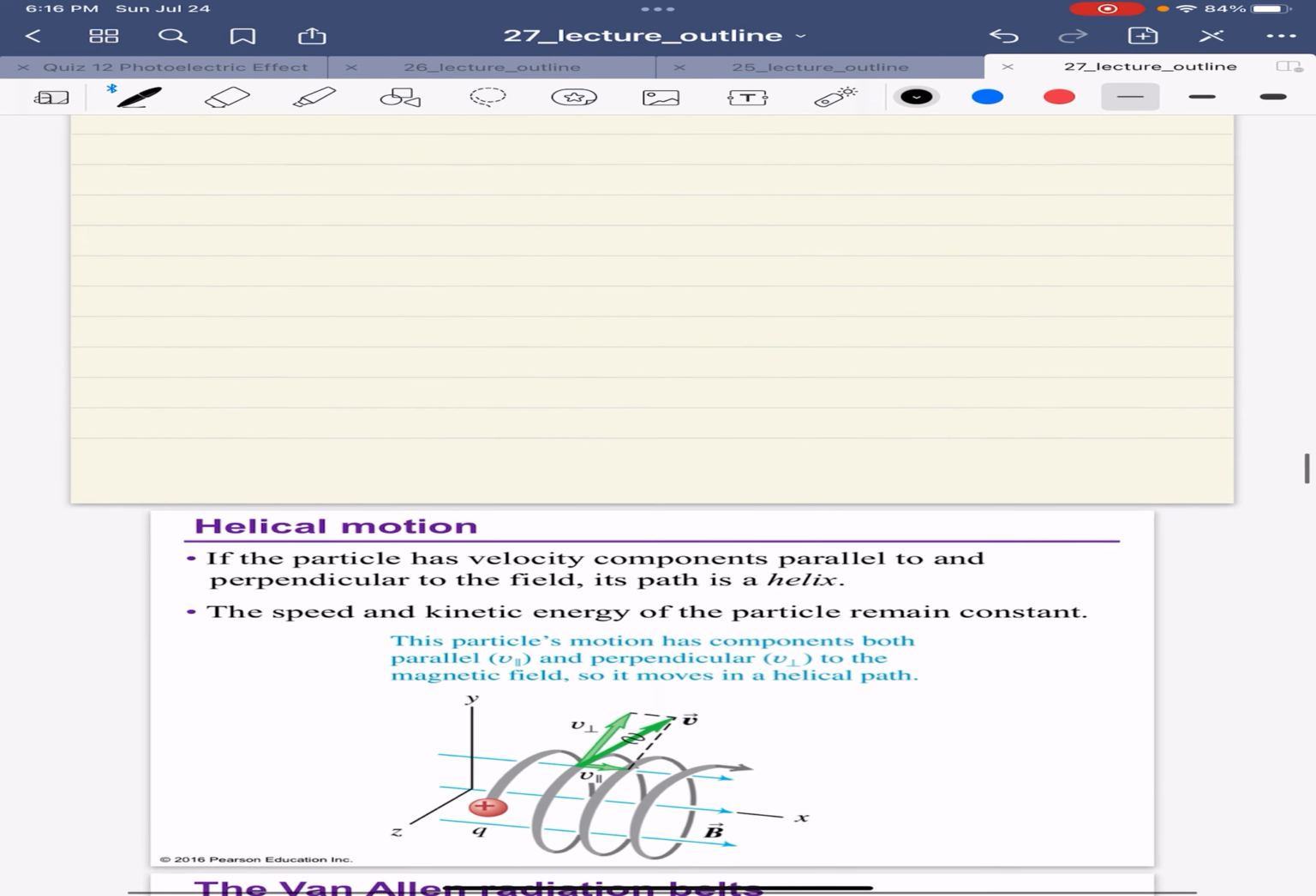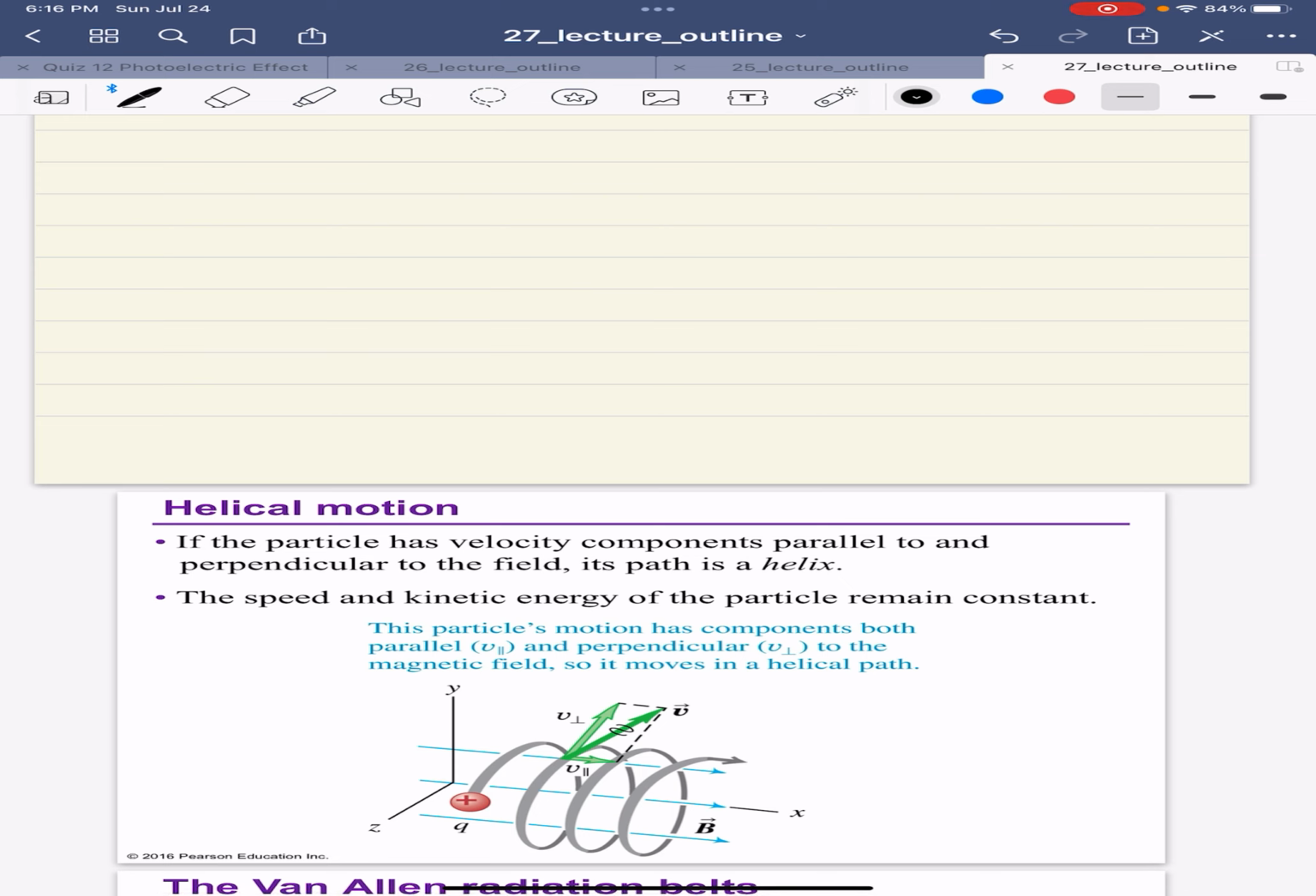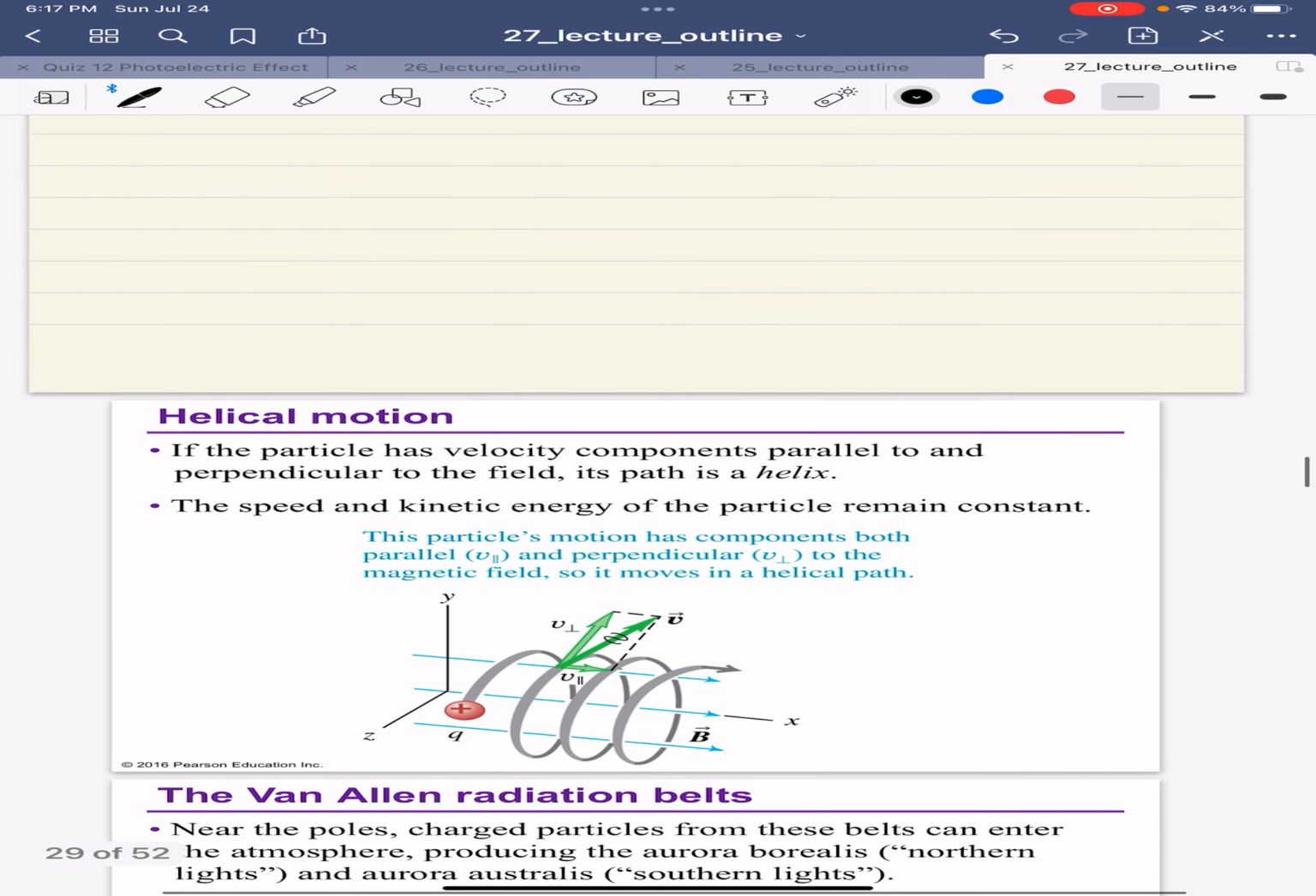Now, if the particle has velocity components parallel to and perpendicular to the field, so it wasn't perpendicular, then the path will not be circular and is going to be a helix. Helix means like a spiral. And here we also say that the speed and the kinetic energy of the object are going to stay the same, or constant.